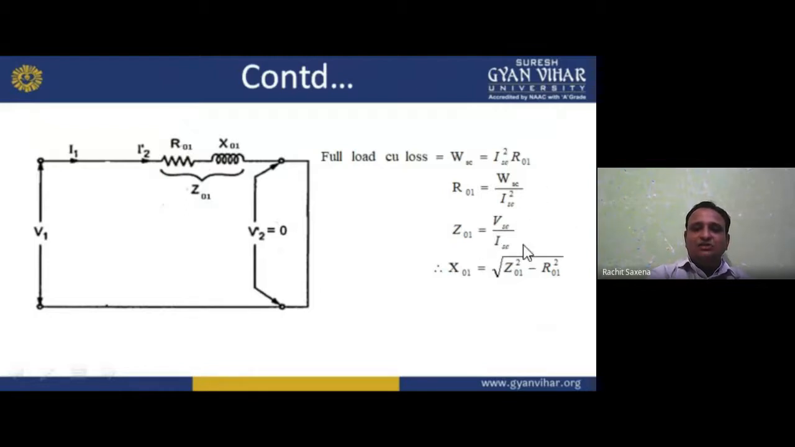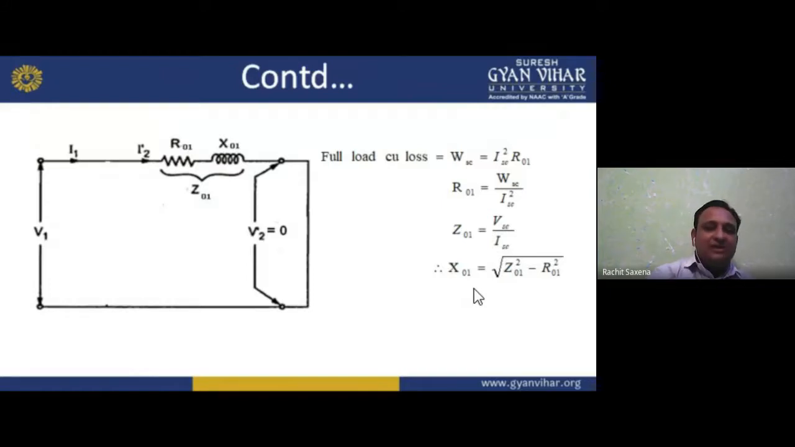Z naught 1 is equal to VSC upon ISC, and X naught 1, as per the impedance triangle, we can write by the Pythagoras theorem: the perpendicular is equal to the square root of hypotenuse square minus base square, so the square root of Z naught 1 square minus R naught square. So we have two tests. Core, magnetic or iron loss we can find with the open circuit test, and copper loss we can find with the short circuit test.